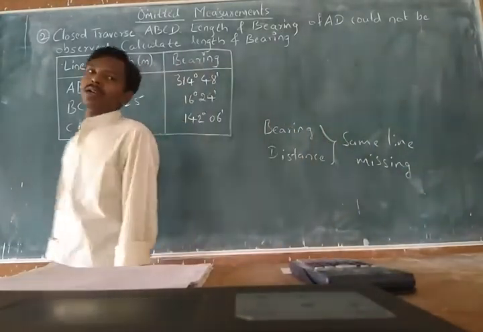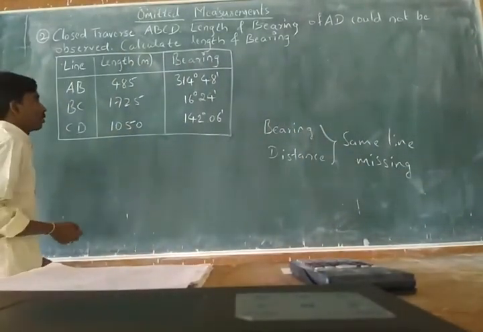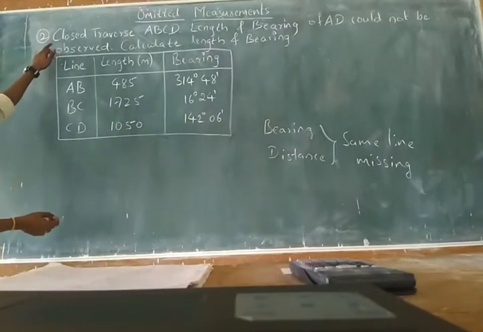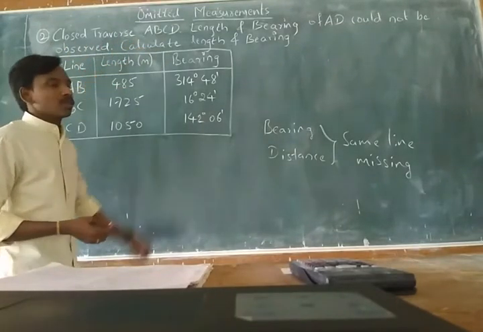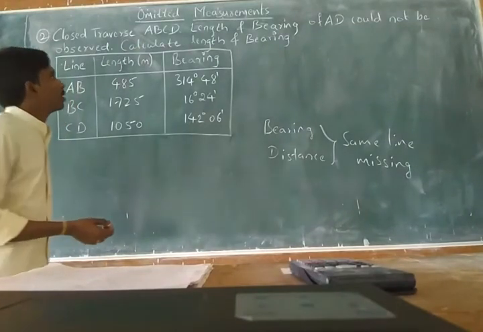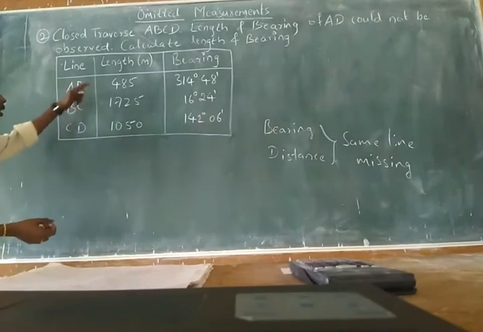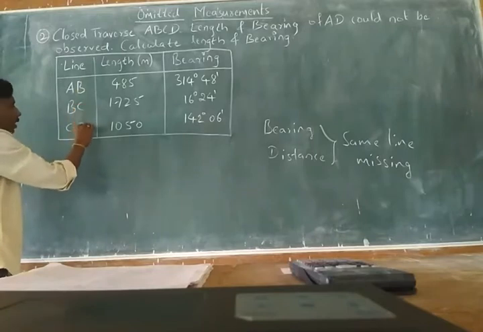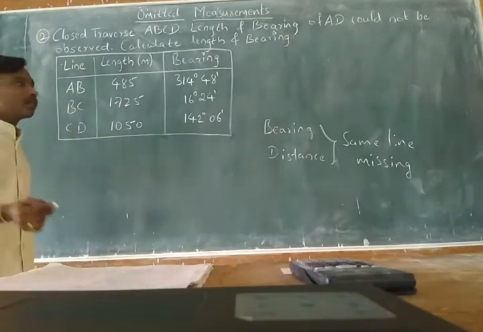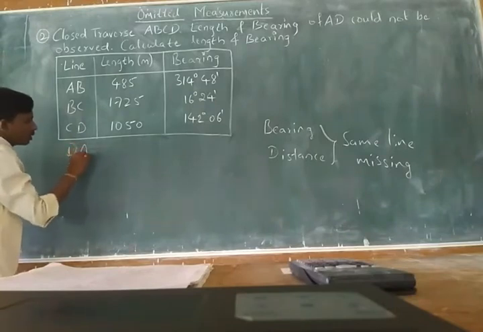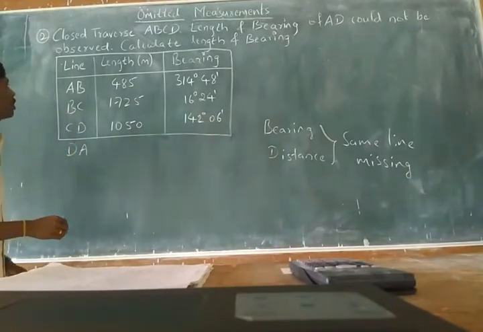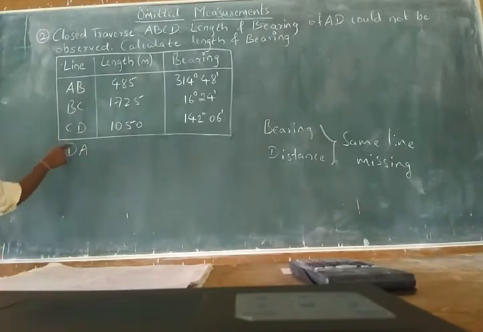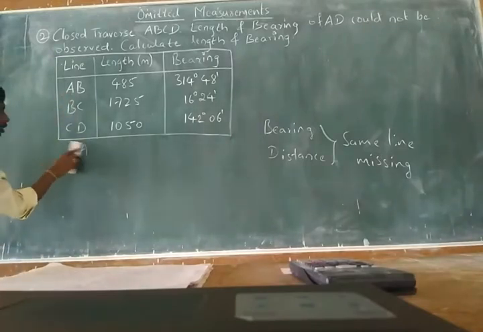So now observe the question. Here you can see they have given the closed traverse ABCD, and they have given the line, length and bearings. You can observe AB, BC and CD. So you might think, where is DA? If it is a closed traverse, it must end back at A. If it starts from A, then it must end on A itself. They have not given DA here.